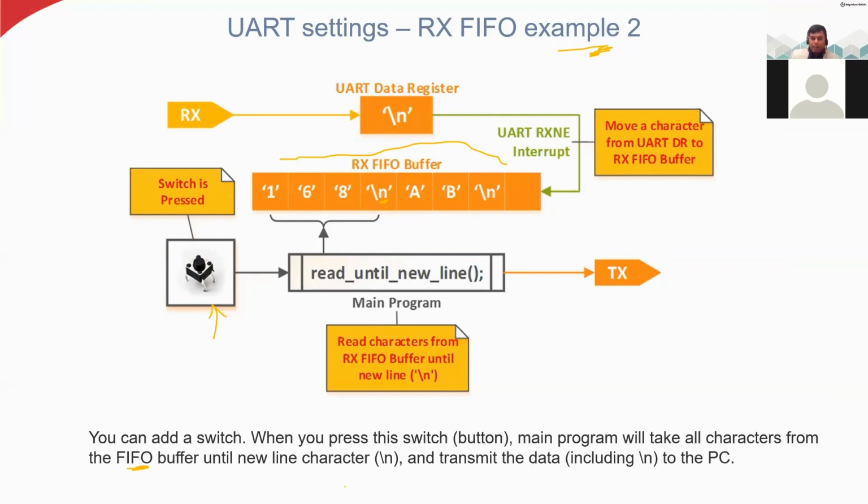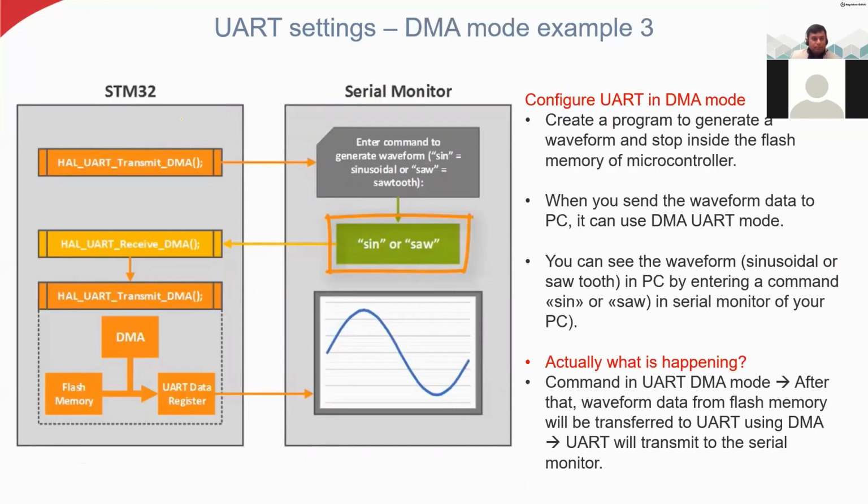So what happens here with the FIFO buffer? The main program will take all characters from the FIFO buffer until the new line character and transmit the data, including the new line, to the PC. Then you can also set up different examples. You can also use functions like DMA, direct memory access. You can transmit and receive the data without using CPU resources, and perform the data transfer.